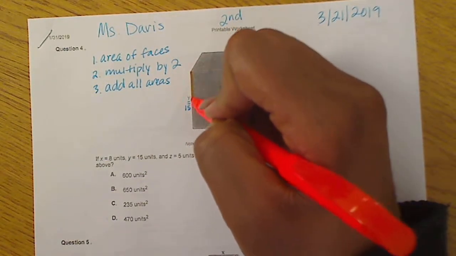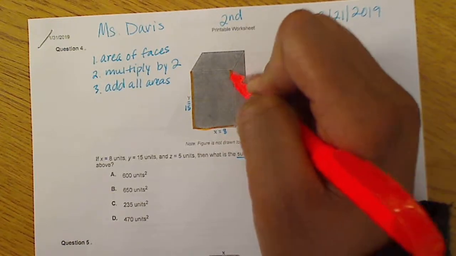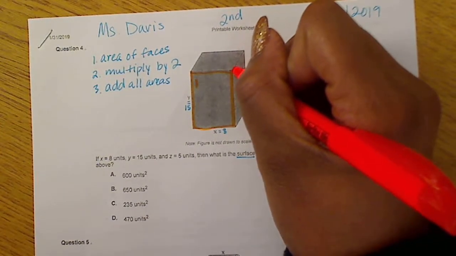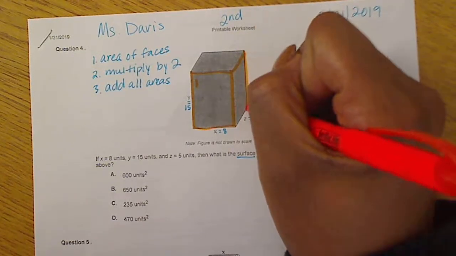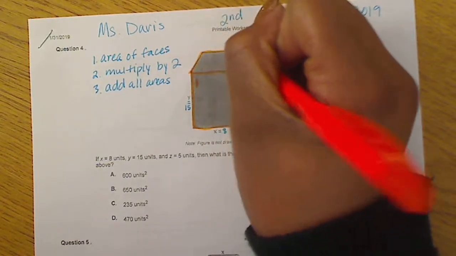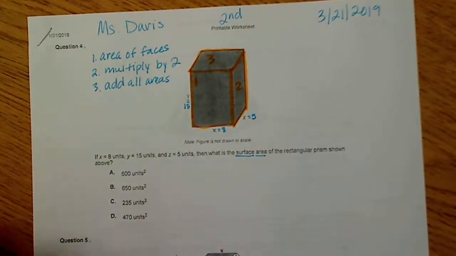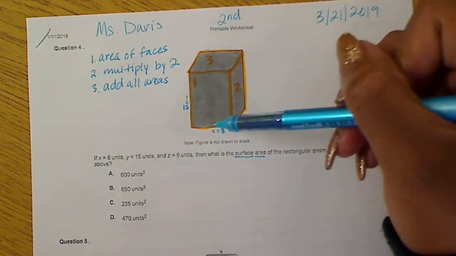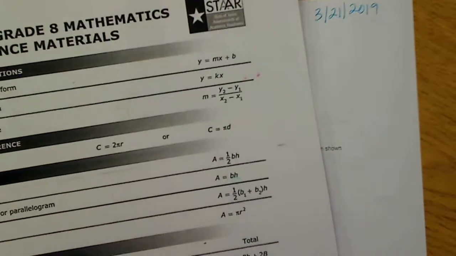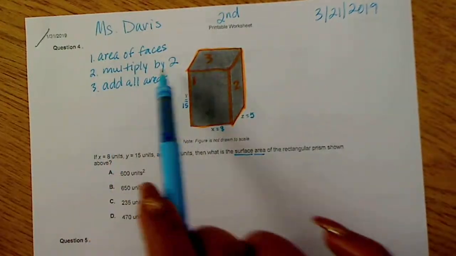So here's one. Here's another one. And here's a third one on top. What shape are these faces? Rectangles. So when I look at my reference sheet, I first need to find the area of the rectangles, find the area of the faces.